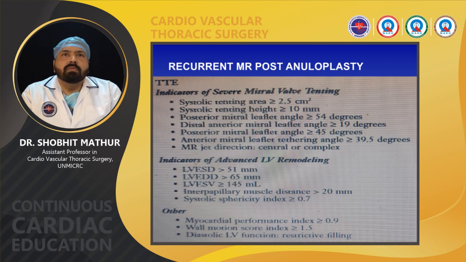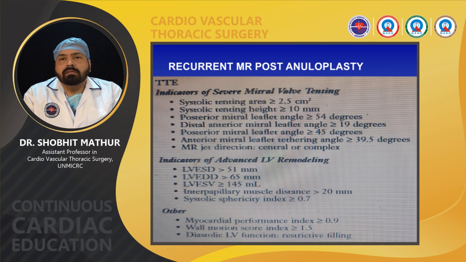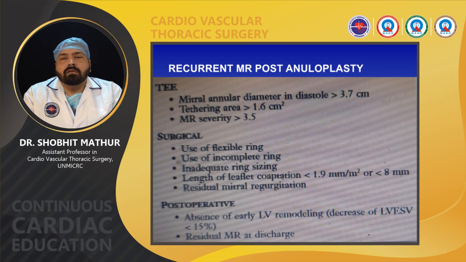After employing all these techniques, there are still cases with recurrence. There are certain indicators, especially on transthoracic echocardiography and also on transesophageal echocardiography, that basically give us an idea whether this case will have a recurrence or not. From the surgical point of view, the use of flexible rings, incomplete rings, and inadequate ring sizing are basically the causes of recurrence of ischemic MR.